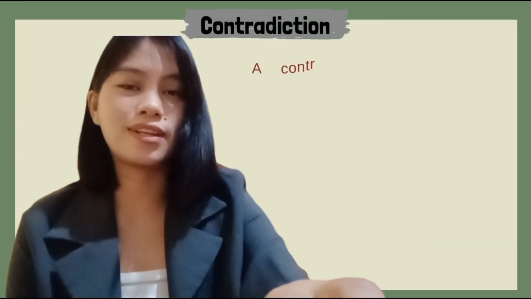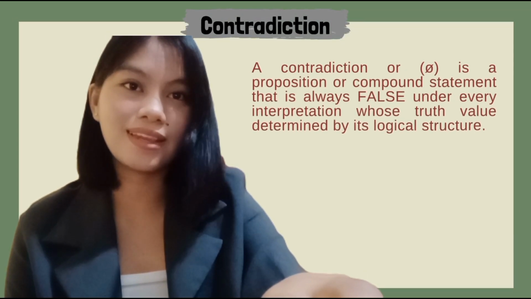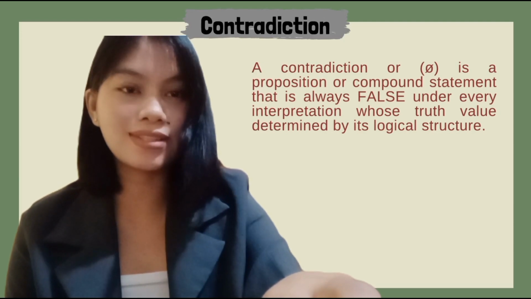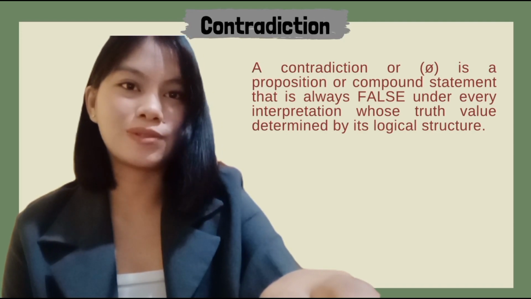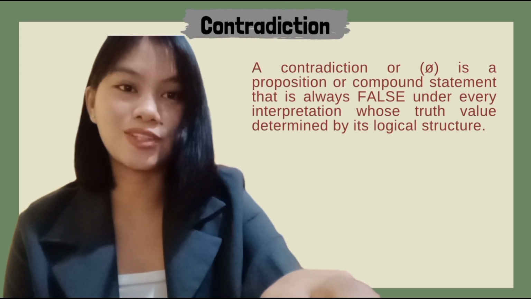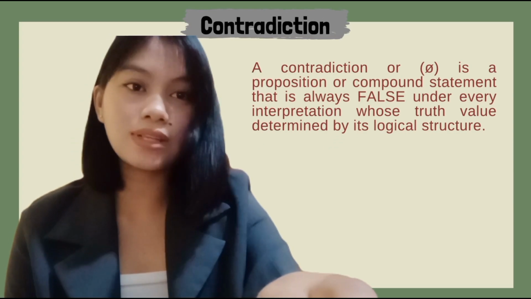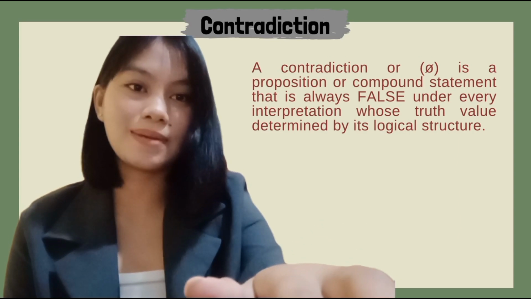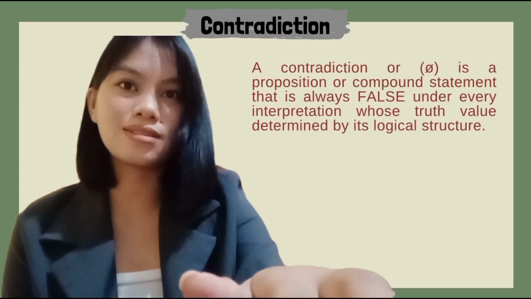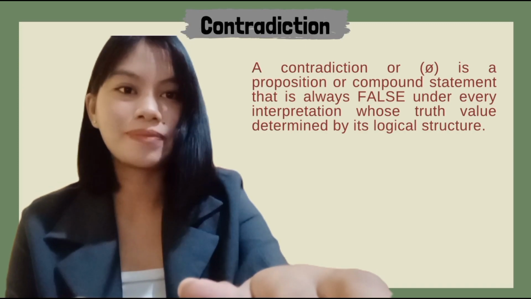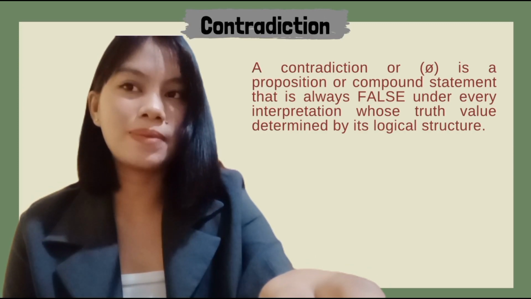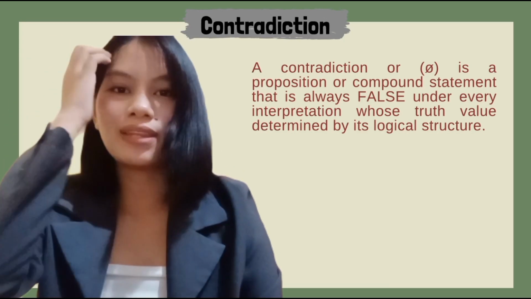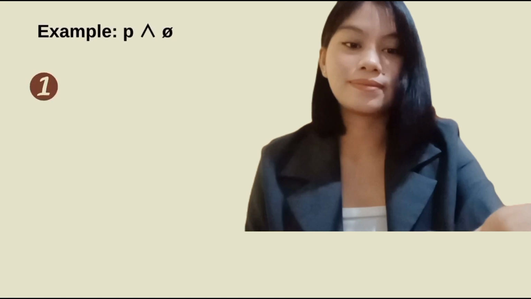A contradiction or the null set is a proposition or compound statement that is always false under every interpretation whose truth value is determined by its logical structure. So, kung sa tautology, guys, ang truth value na lumalabas sa isang statement ay palaging true, dito sa contradiction, opposite siya. Ang laging lumalabas po na truth value is false. So, para mas maintindihan ninyo, meron tayo dito example.